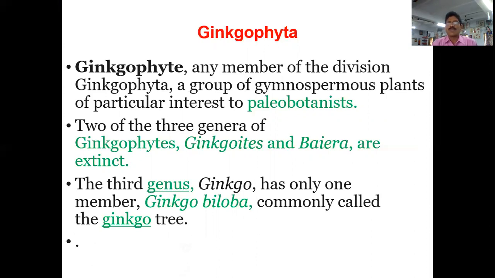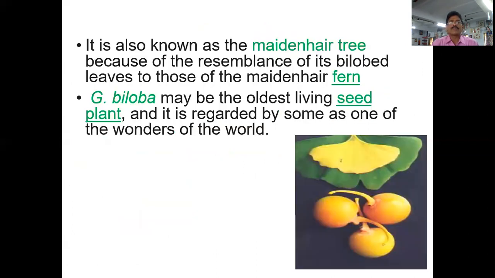A group of gymnosperm plants of particular interest to paleobotanists. Of the three genera, two exist as living plants. The third genus, Ginkgo biloba, has only one member. It is commonly called the Ginkgo tree or Ginkgo biloba. It is known as maidenhair tree because of the resemblance of the bilobed leaves to those of the maidenhair fern, fan-like structures. Ginkgo biloba may be the oldest living seed plant.